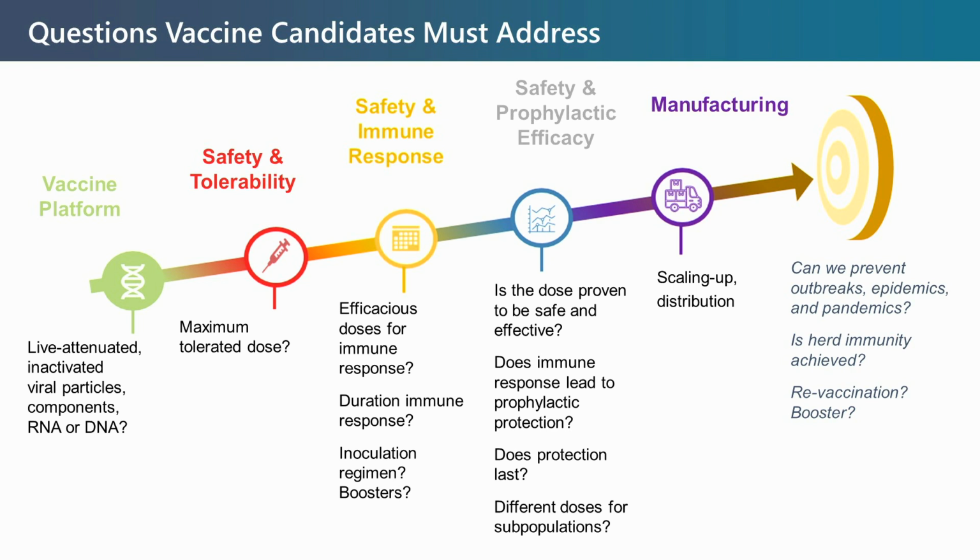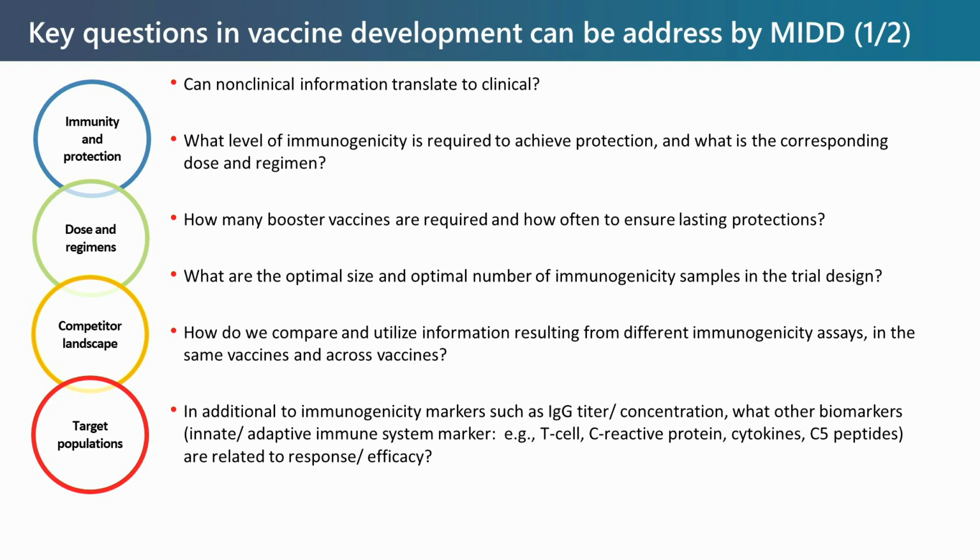And all of this consideration will also allow us to prepare for future pandemic situations. The key questions for vaccine development center on immunity and protection, dose and regimen, competitor landscape, and target populations. For example, what level of immunogenicity is required to achieve protection, and what is the corresponding dose and regimen? How many booster vaccines are required and how often to ensure lasting protection?